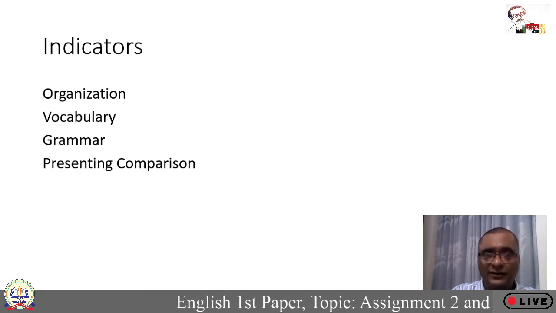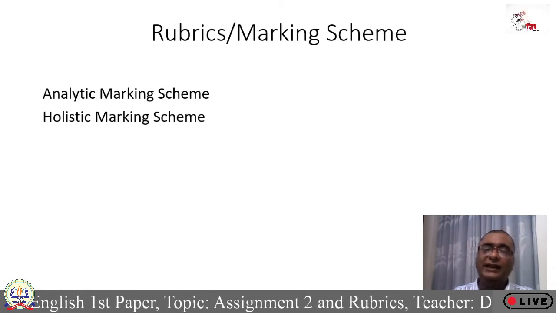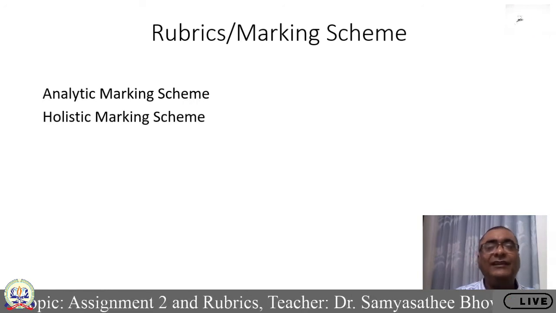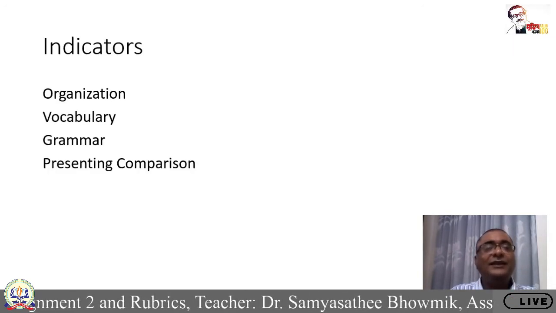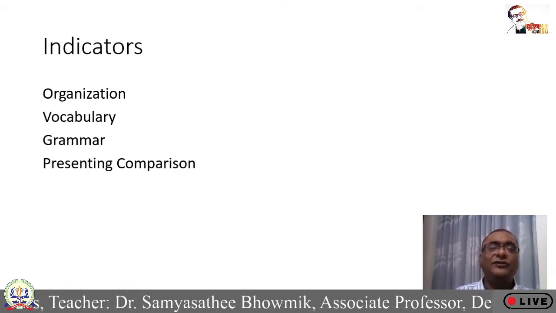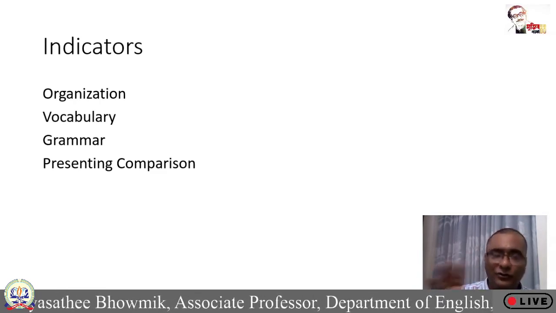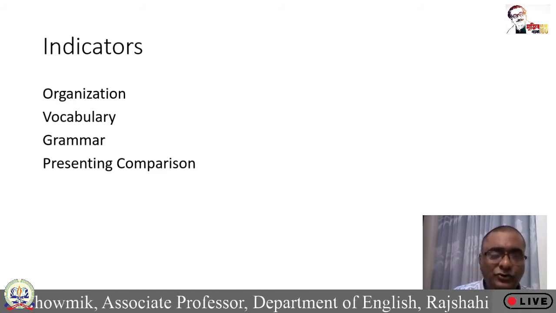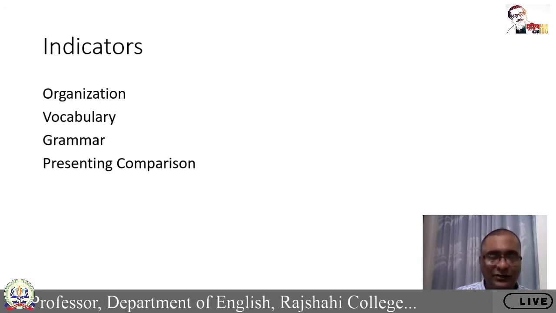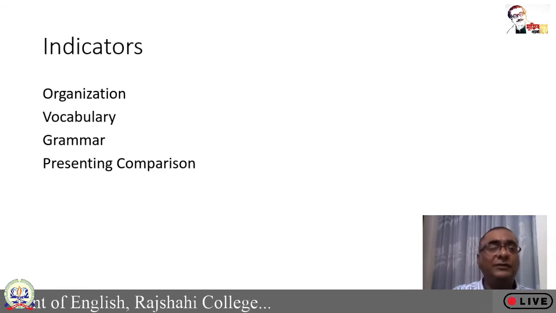Like this one, there are 4 indicators. This is an analytic marking scheme. I repeat, when an essay is judged in terms of different indicators, then this is an analytic marking scheme. You have got 3 out of 4 in organization. You got 3.5 in vocabulary out of 4. You got 4 in grammar out of 4. You got 2.5 in presenting comparison out of 4. The marks of these 4 indicators will be added, and then your grade will be determined.